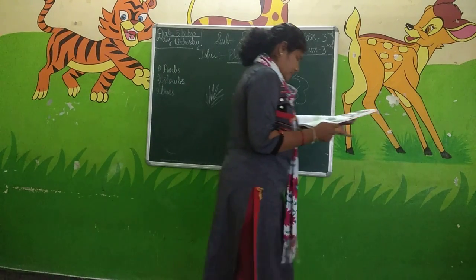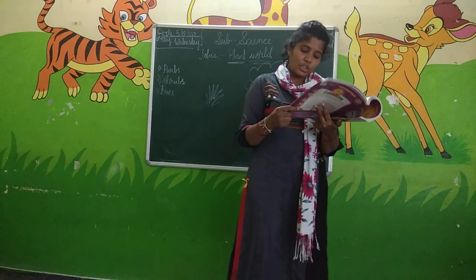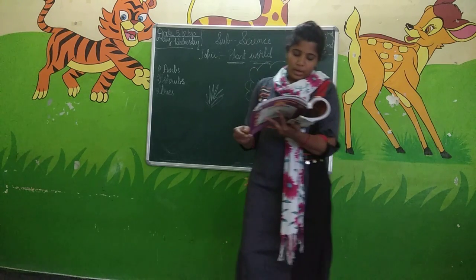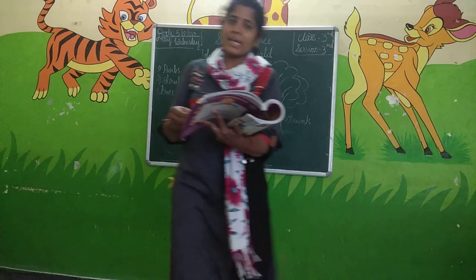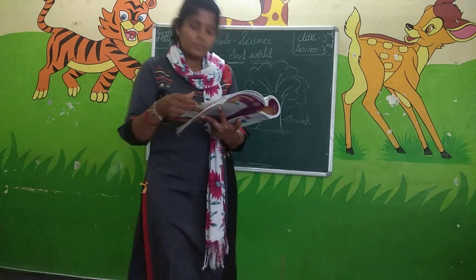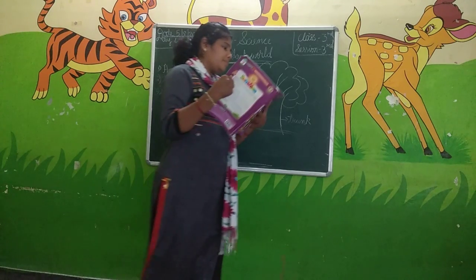Next, rice plant is a dash. What is a rice plant? Herb, shrub or tree? Rice plant is also a herb. It will grow in a grass form. So, rice plant is a herb itself.